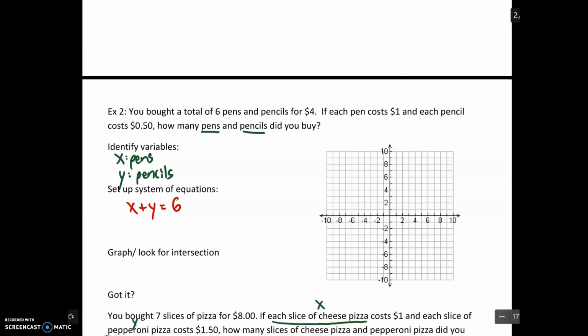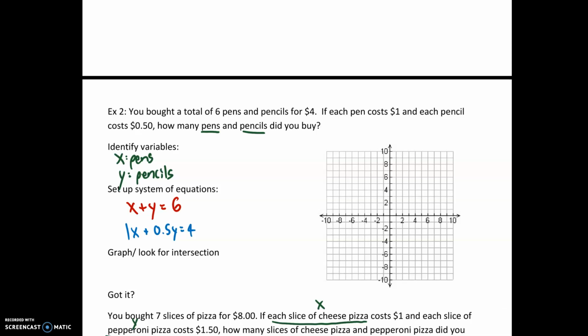And if I want to figure out an equation for the cost, if I know that pens cost $1, that's like saying $1 for every pen. You could also just put x by itself, and 50 cents for every pencil. So let's say like 0.5 for every pencil. That's going to make $4 for my equation.